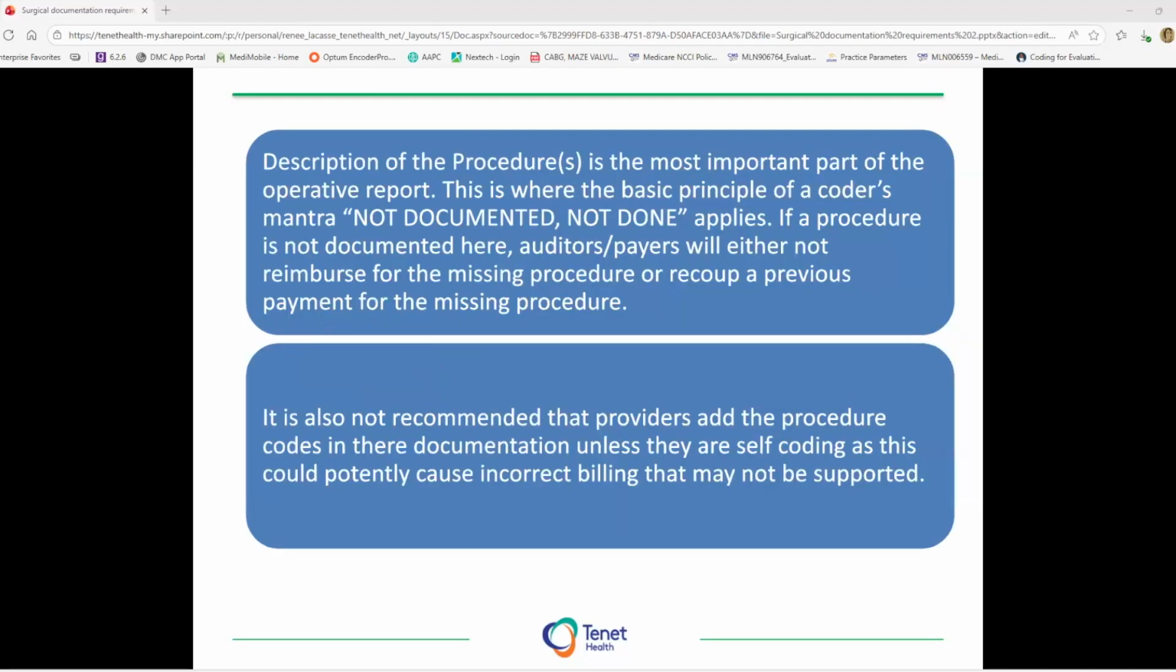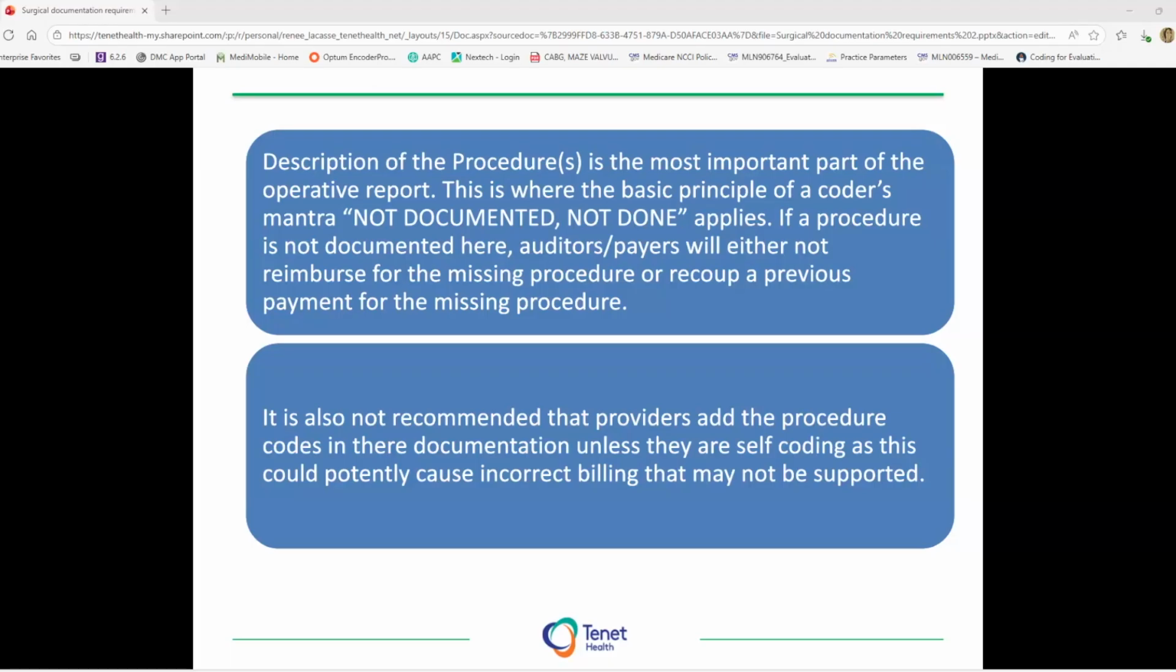And then the most important portion of your operative note is going to be the description of the procedure. This is the most crucial section of that operative report, because this is where the coders are actually pulling their information to assign their codes. And there is a saying, just so you know, in the coding world, that if it's not documented in the procedure description, it is not done.